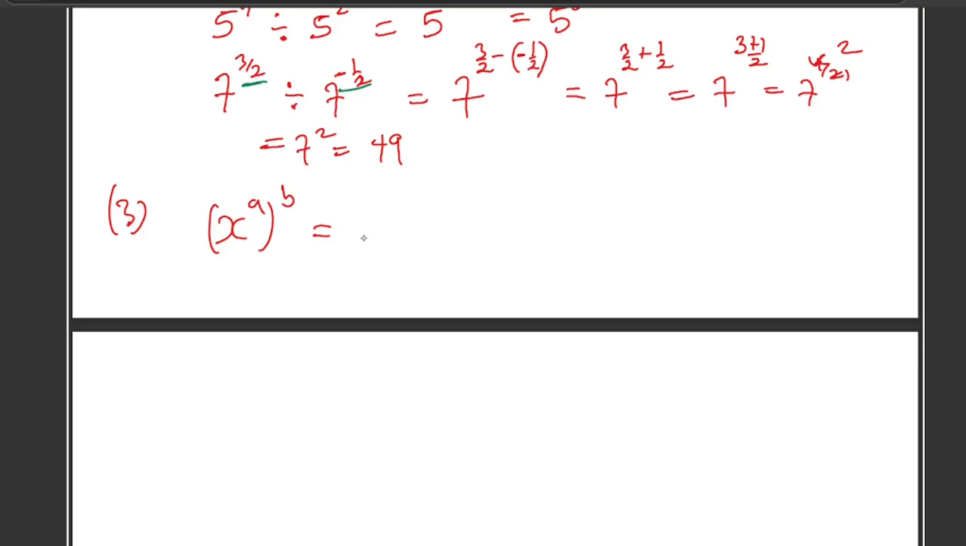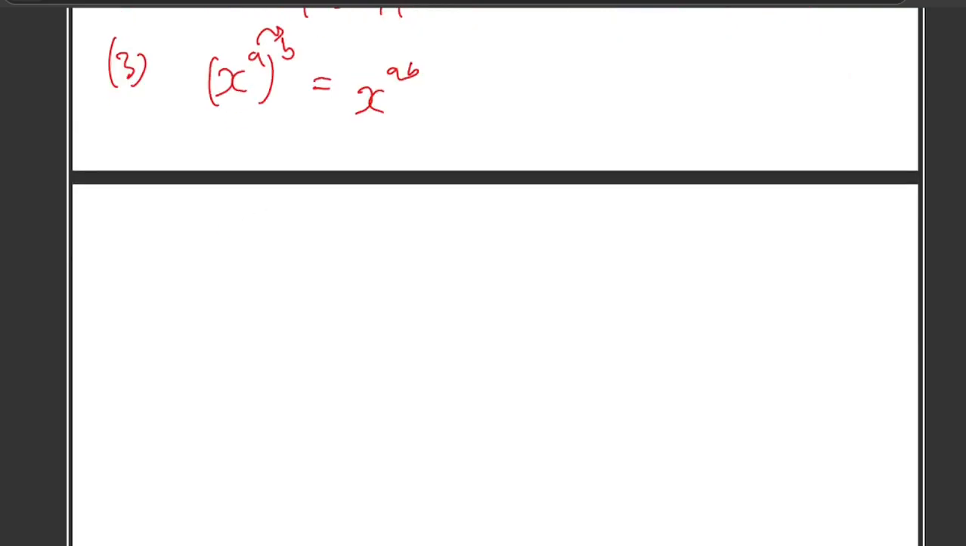To simplify it, you simply multiply those two indices. Multiply this by this, a times b, ab. The numerical example of this is 2 raised to power 2, raised to power 3. You simply get 2 raised to power 2 times 3, and that's 2 raised to power 6.